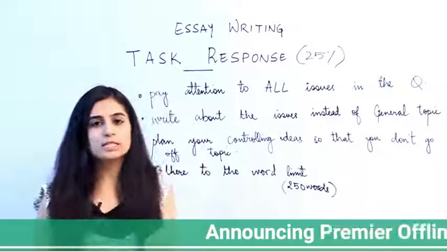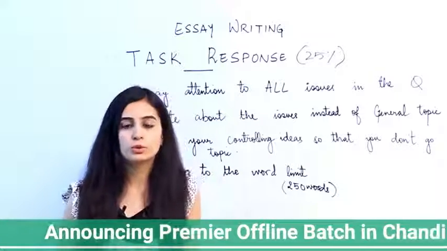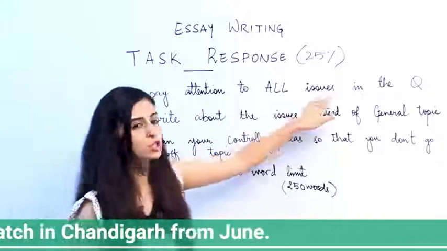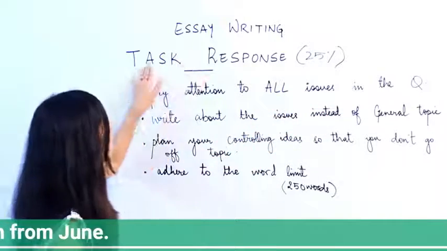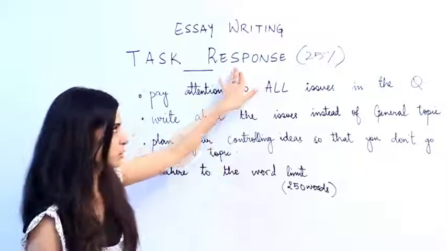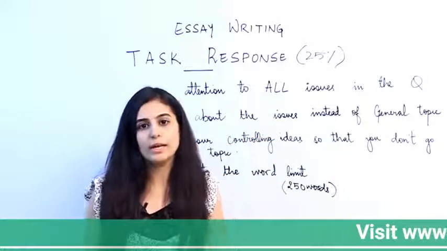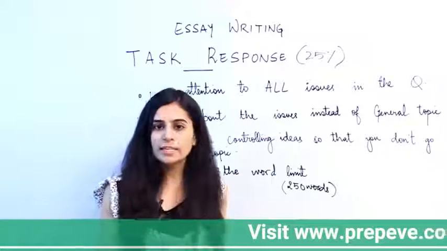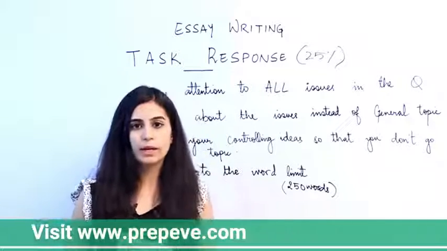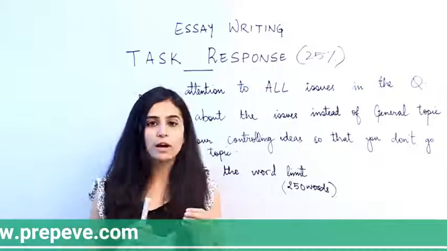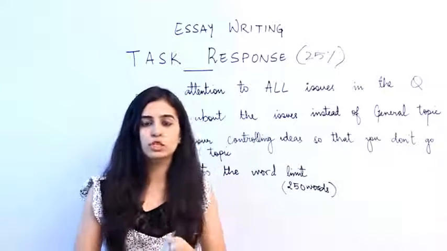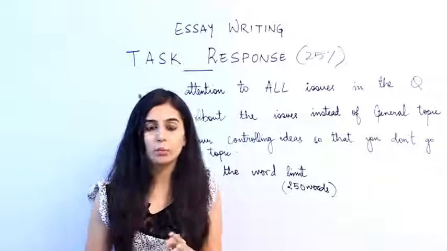So in your essay question, you have certain issues that you have to respond to. Only when you respond to these issues or these tasks, you will be able to score good in the task response parameter. So what are the issues? For example, in an essay question which asks you to tell the advantages, disadvantages and the opinion, you have to respond to each one of them. You have to tell the advantages, disadvantages and opinion.